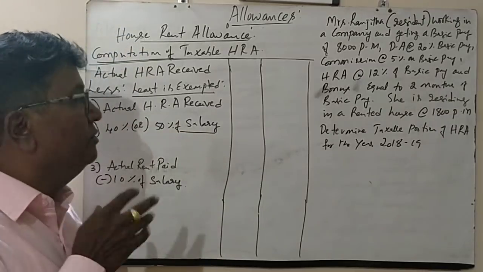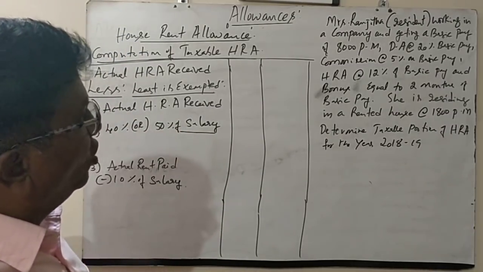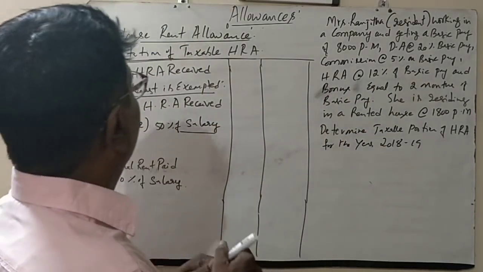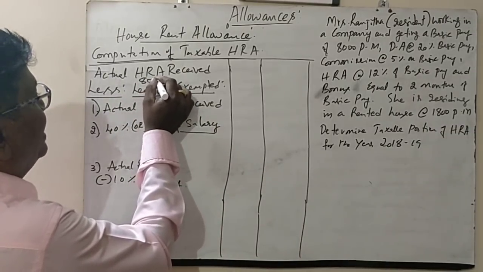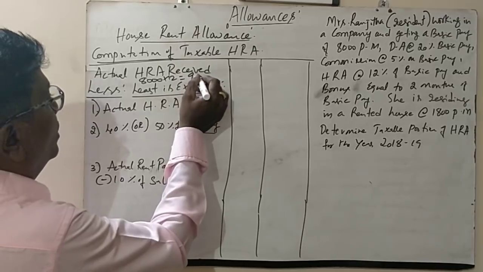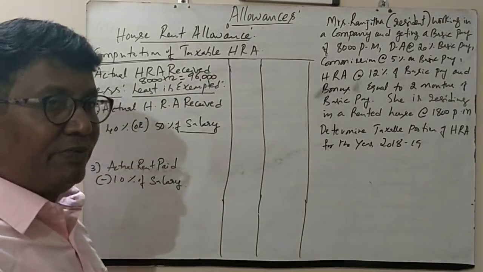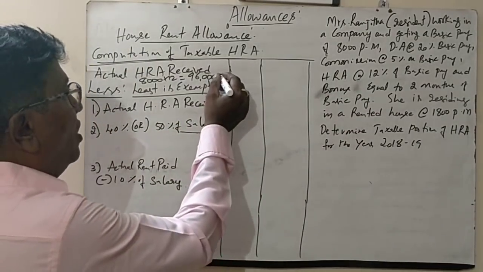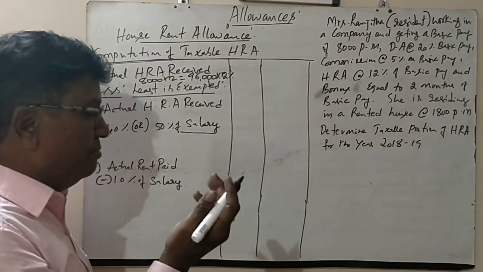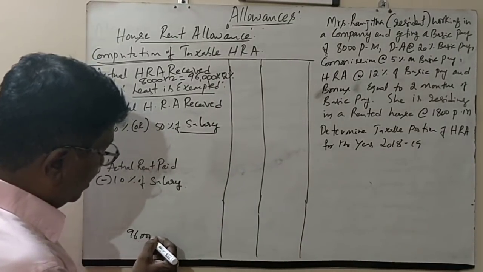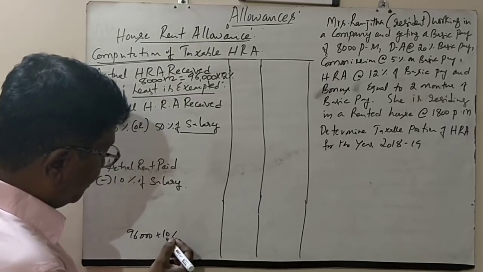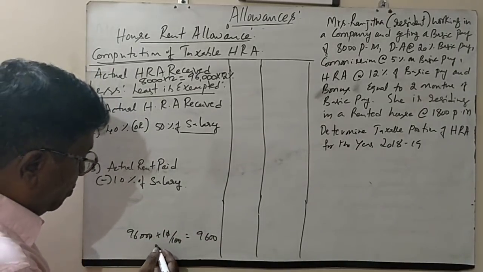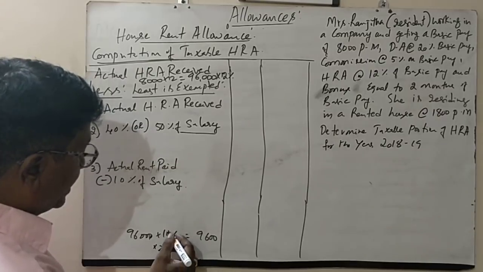Very simple, guys. The actual HRA received from the company is 12% of basic pay. 8,000 is the basic pay. For 12 months, it comes to 96,000 rupees. This is the basic pay for 1 year. They are getting 12% on this. On 96,000, 10% is 9,600, and 2% is 1,920.